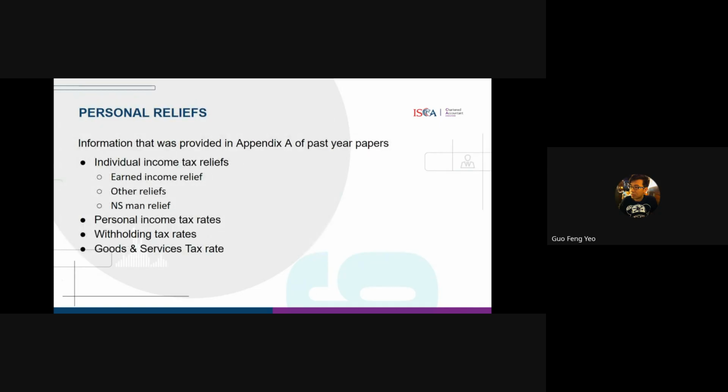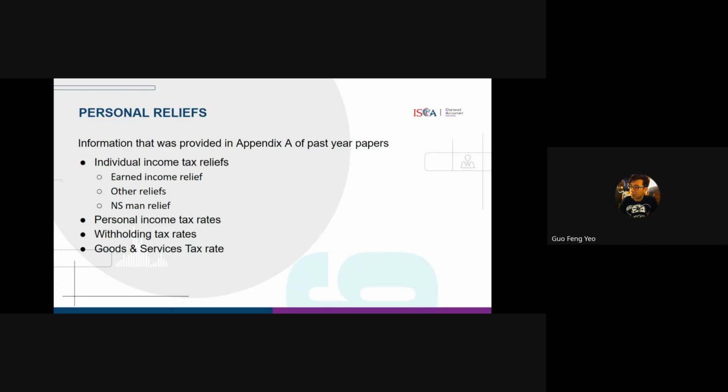So in terms of what you should know for personal reliefs, I will recommend candidates to be very strategic. It will not be beneficial to you if you memorize information that will be provided to you during the upcoming exam. Generally, relief information will be made available in Appendix A. Looking at the Appendix A for the past paper, the latest one being 2023, the following information was provided.